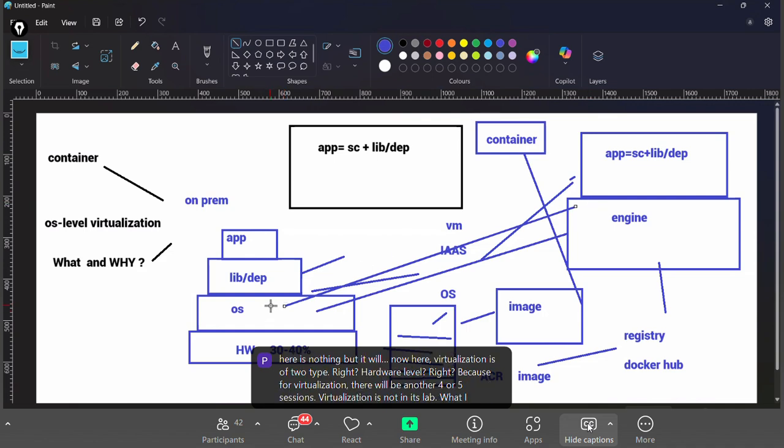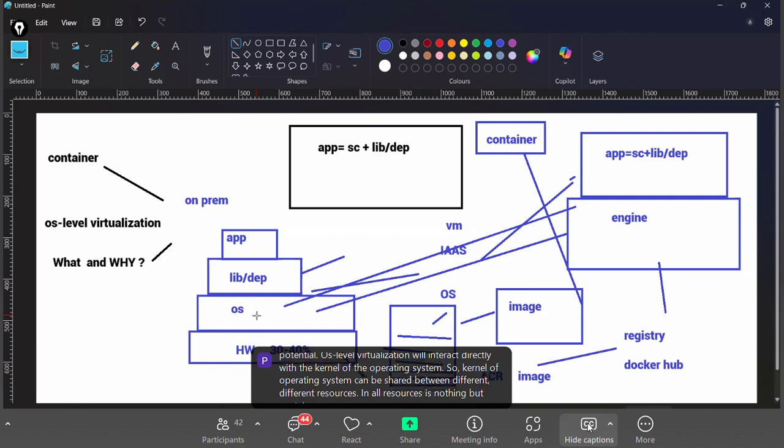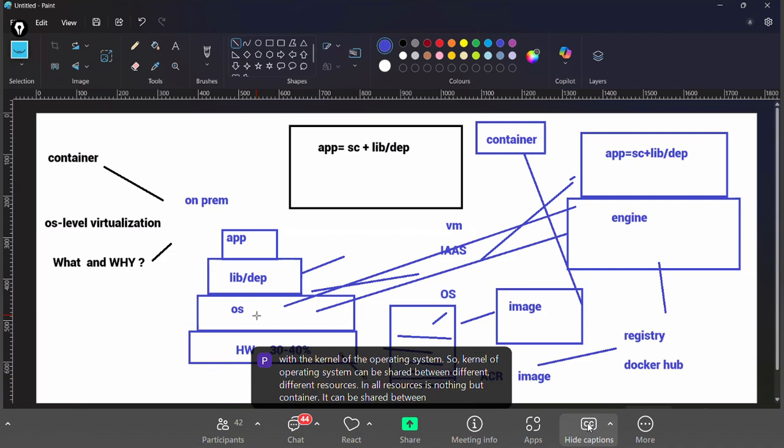Now it will be of two types, OS level and hardware level. Hardware level virtualization will virtualize the hardware, so this hardware can be utilized up to its maximum potential. OS level virtualization will interact directly with the kernel of the operating system. So the kernel of the operating system can be shared between different resources. Our resources are nothing but containers. It can be shared between different containers. So this is what we need to understand.